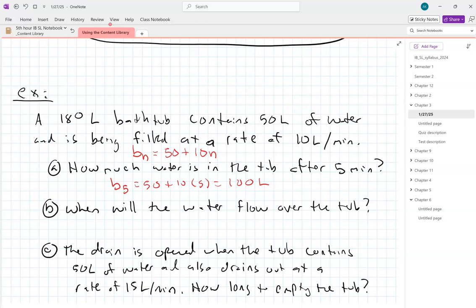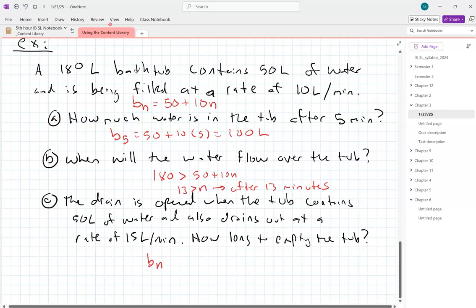When will water overflow the tub? Well, I have to have more than 180 liters in there. So if I solve there, I get n is greater than 13. So maybe I say after 13 minutes. Does everybody feel okay there? You're okay with arithmetic in your head?